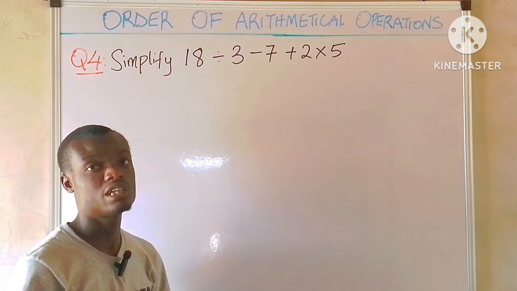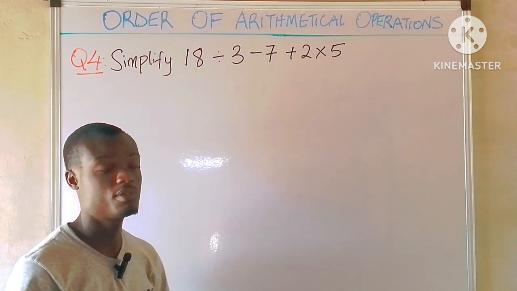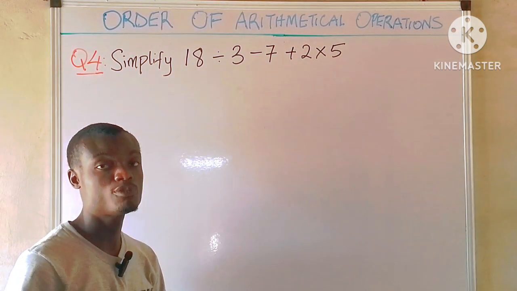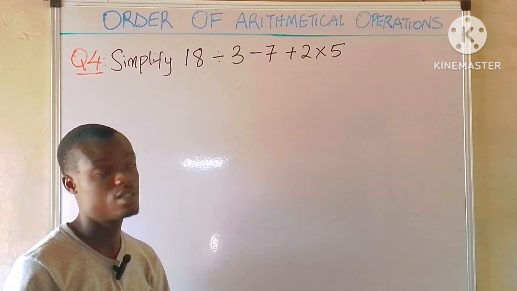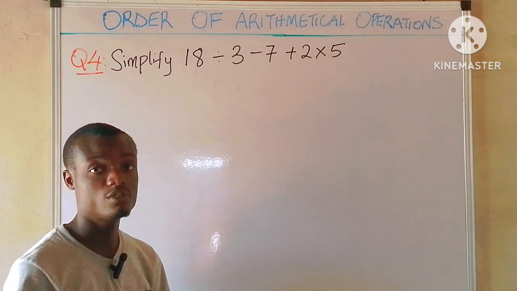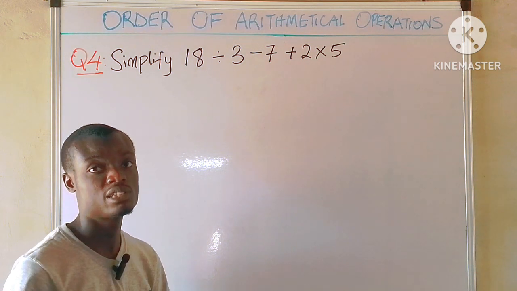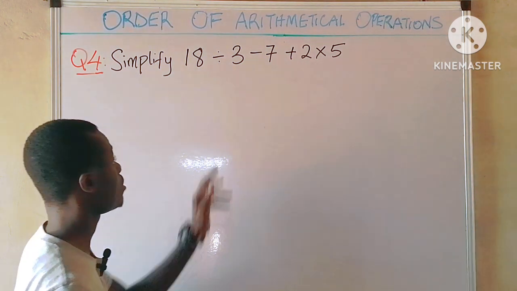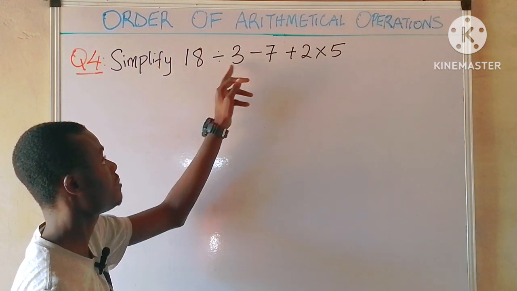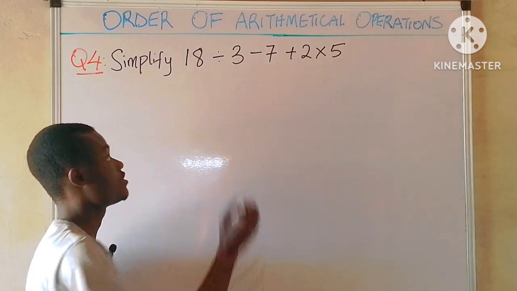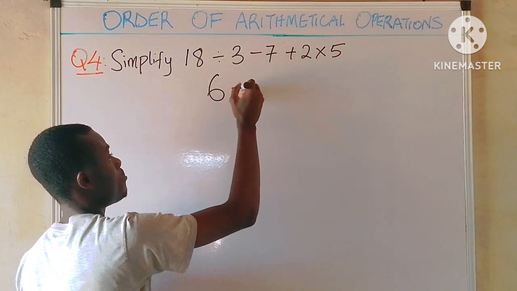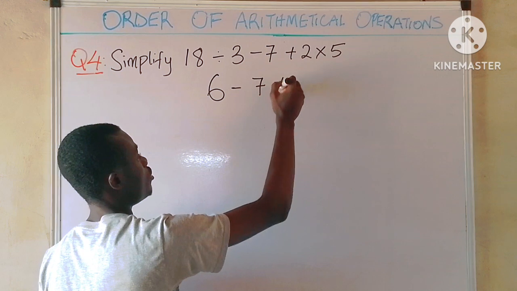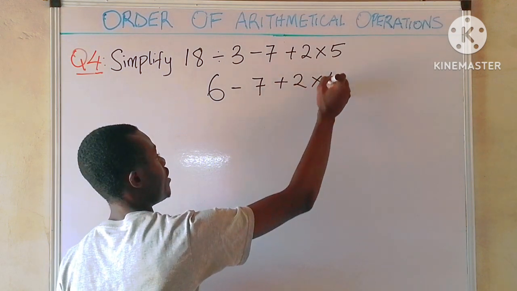So remember your order, solve what you have in the bracket first. But in this question, there's no bracket. So we can move to the next aspect, which is order, but we don't have a power and we don't have a root. So we can move to the next aspect, which is division. So in division, we are going to simply divide 18 divided by 3. And 18 divided by 3 will give us 6. So this becomes 6 minus 7 plus 2 times 5.